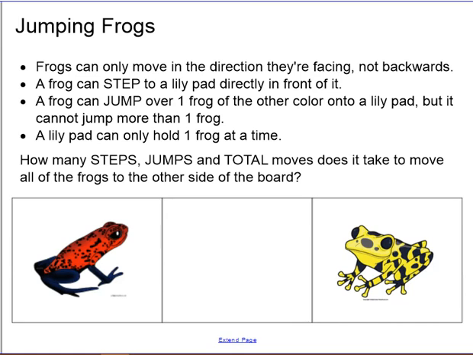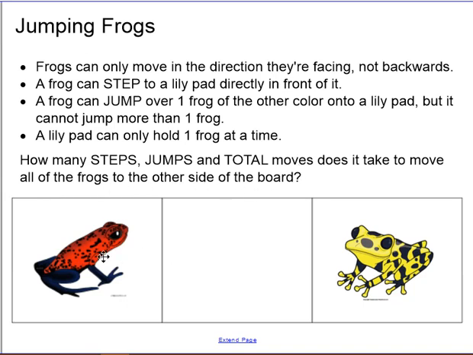For this game, we are going to be jumping frogs. Now, the rules are frogs can only move in the direction they're facing, not backwards. A frog can step to a lily pad directly in front of it, or a frog can jump over one frog of the other color onto a lily pad, but it cannot jump more than one frog. A lily pad can only hold one frog at a time. And the question is, how many steps, jumps, and total moves does it take to move all of the frogs to the other side of the board?